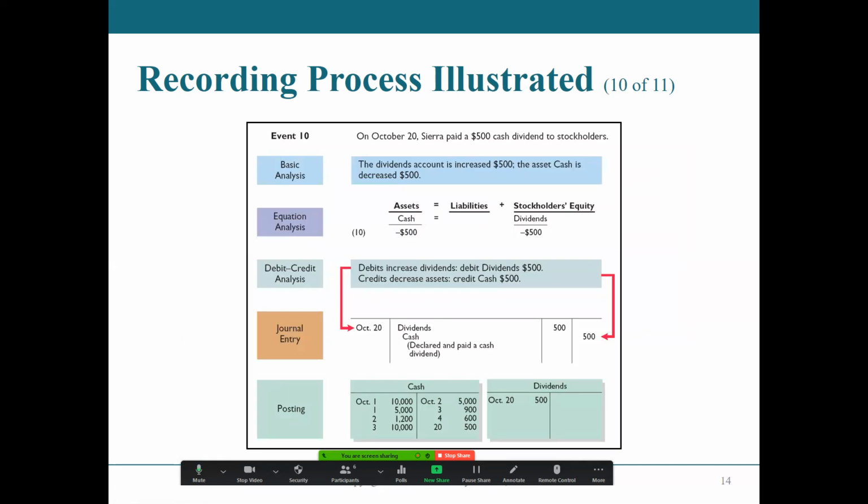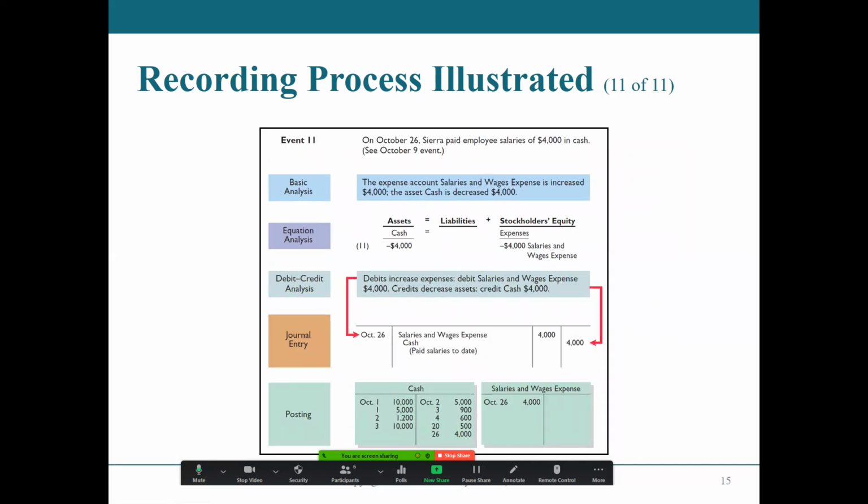All right. On October 20th, we pay a $500 cash dividend to stockholders. If we pay a dividend, our cash is going down. Our dividend is increasing. Dividends increase with a debit. Cash decreases, assets decrease with a credit. So our journal entry is a debit of dividends for 500 and credit cash for 500.